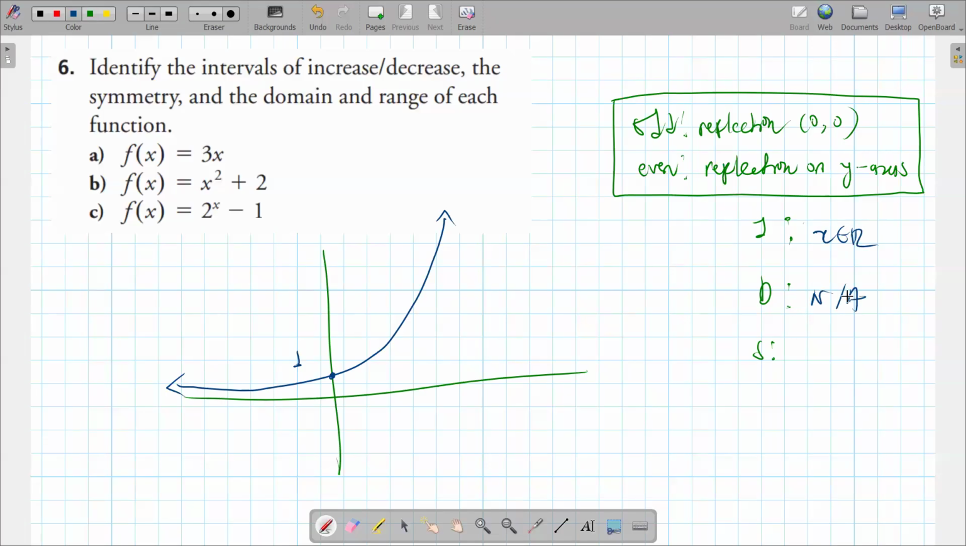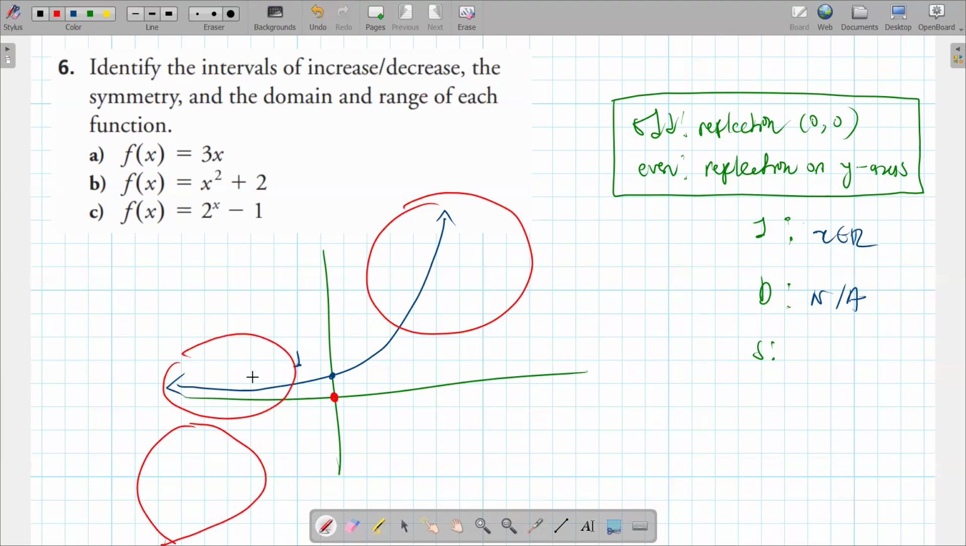Symmetry: odd, even, neither. So you ask yourself, if it was a reflection on the origin, it's always going to be on the other side of the map. If you have a chunk here, you're putting a mirror here, that means you are going to get something here. Because you already have this blob, you should be getting another blob down here. But we don't have this, so it's definitely not odd.